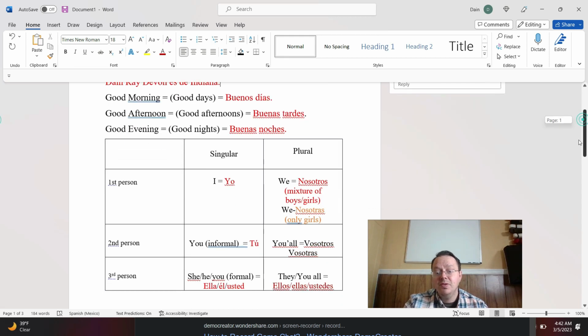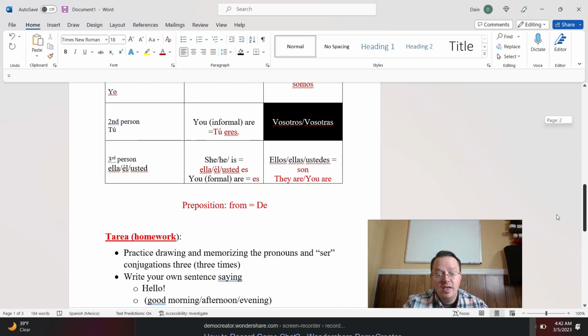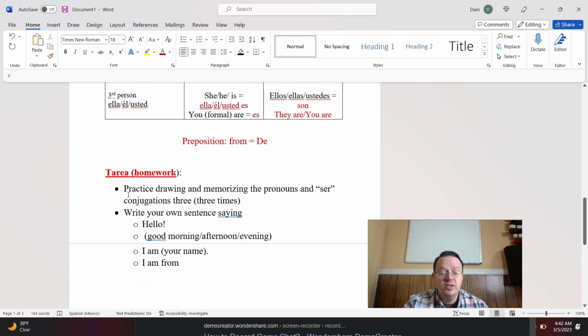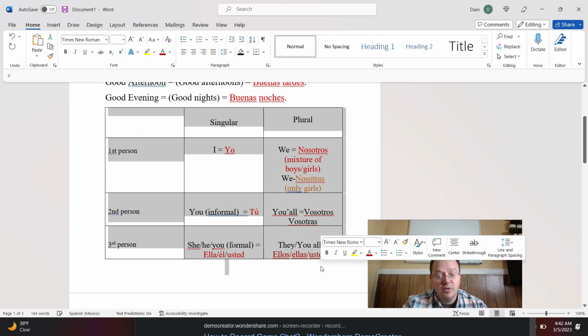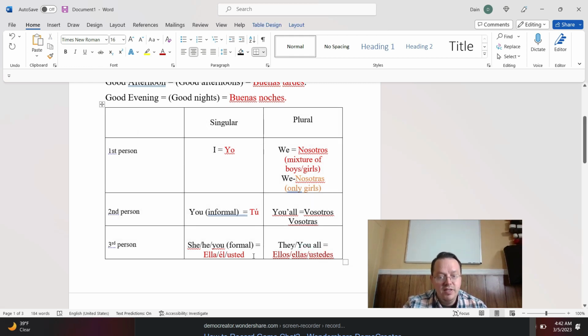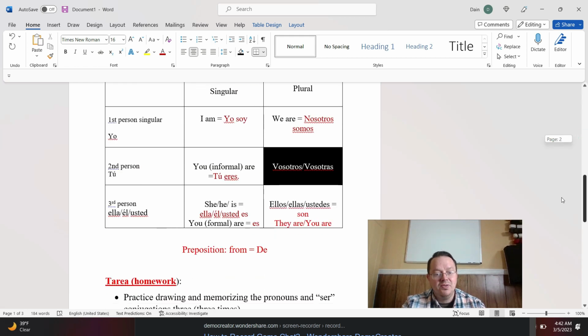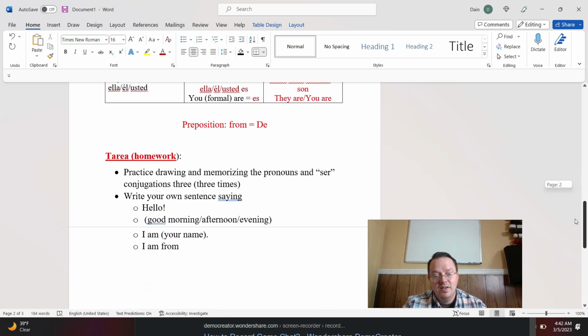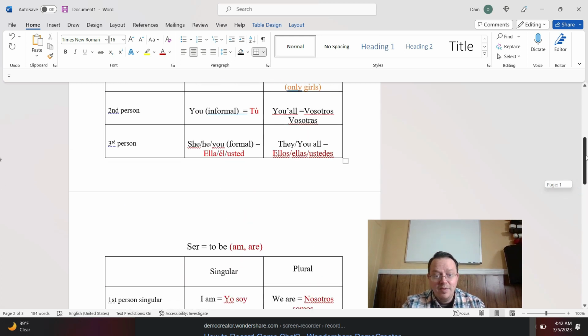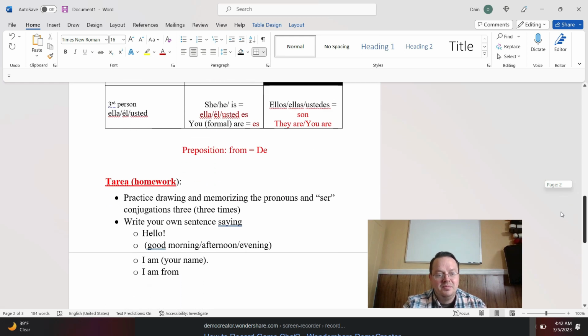But your assignment for today is this. I want you to practice drawing and memorizing the pronouns and ser conjugations 3 times each. So you need to write and draw this table, and you have to put the conjugations 3 times. And then also this one, 3 times. Now, if you get it after the second time, great, but 3 times is the charm.